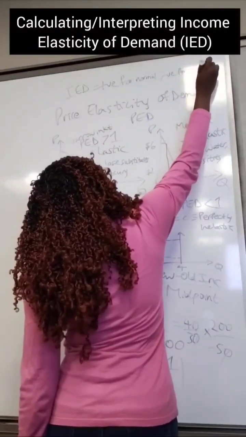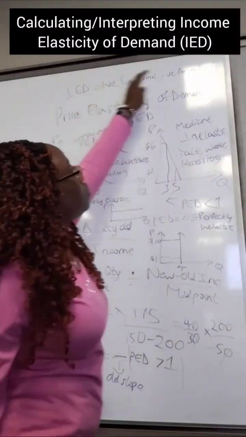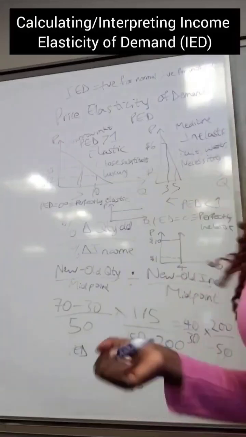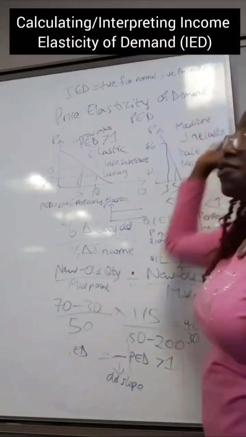And remember, an inferior good, the lower your income, the more you demand for that good, right? So then you're going to have a value that is either positive or negative, and that will tell you, by the time you do the calculation, if you get a positive value, then you know it's a normal good. If you get a negative value, then you know it's an inferior good, okay?